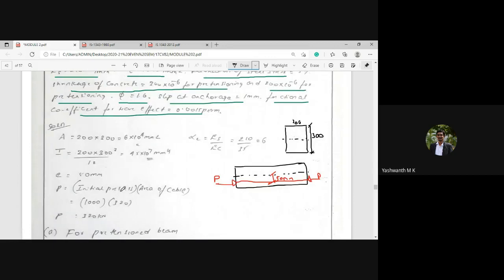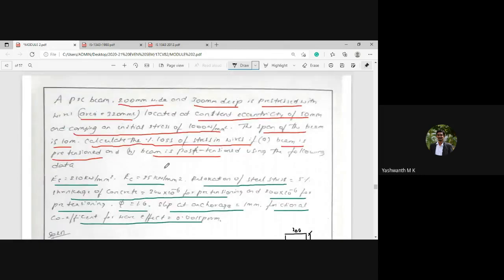Okay, so initial pre-stress is very much essential in the case of a loss of pre-stress. Next, in this particular problem, we require the pre-stressing force. But in this problem, the pre-stressing force is not given. Instead, they have given the initial stress in the steel, which is to be multiplied by the area of the cable.